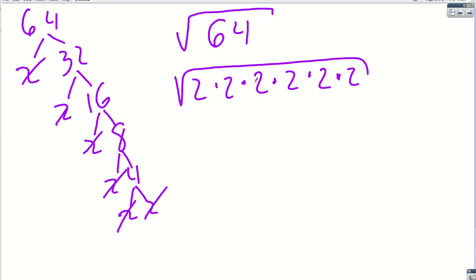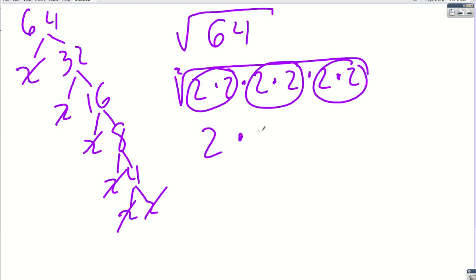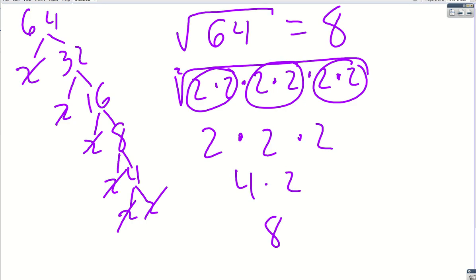And let's just double check. 1, 2, 3, 4, 5, 6. There's no number in front of this radical, which means I have to write 2, which means circle the pairs. There's a pair, there's a pair, and there's a pair. So what the square root of 64 really is, is 2 times 2 times 2, which is 4 times 2, or 8. So the square root of 64 is 8.